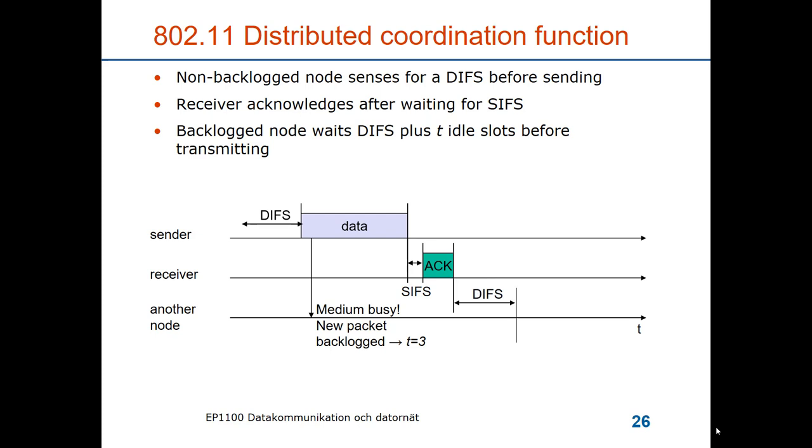So after the other node hears the end of the acknowledgement, it will listen to the medium for a distributed interframe space, because it's the minimum time that any node has to listen to the medium before it can start transmitting. But the other node has been backlogged, and it has selected a random waiting time of 3 slots. So it has to wait for these 3 slots before it can send the data. This period that follows the DIFS is called a contention period. And you see here that the total waiting time that this node had to access the medium is first the end of the previous transmission, a DIFS, plus the randomly selected number of slots that it had to wait before it could send a frame.